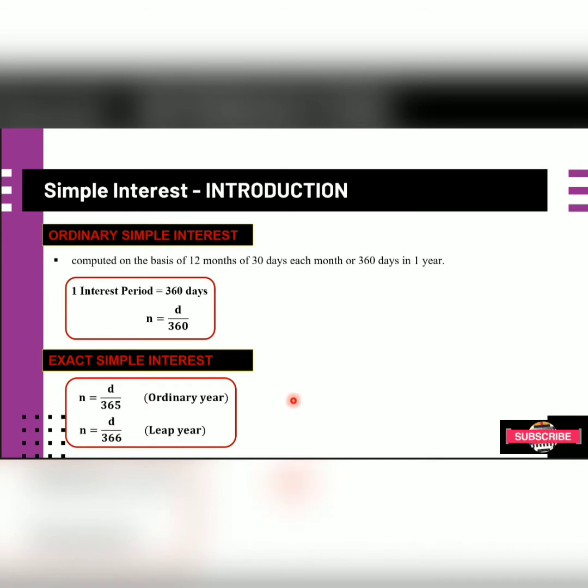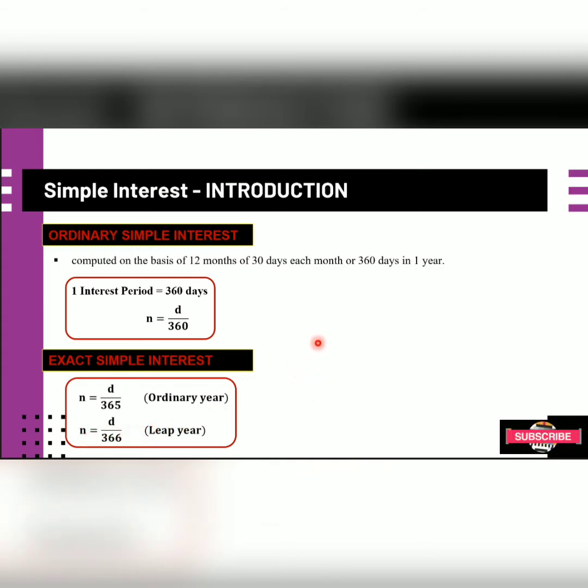So when the problem states that you need to consider exact simple interest, you need to remember that if the year under consideration is a leap year, or if it is not a leap year, so it is an ordinary year, you have to use the corresponding formula for n.